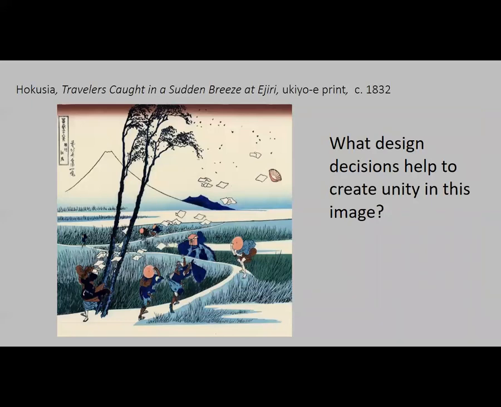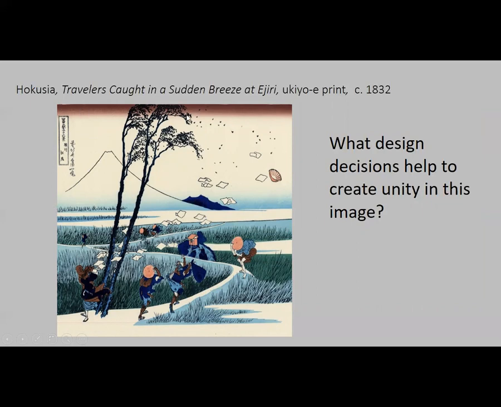So when we look at this image here, what kind of design decisions help to create unity in this image? Well, one thing you could talk about is the suggestion of time and motion going on. The trees are blowing in the wind, the paper's blowing, the grass is blowing. The guys are trying to hold on to their stuff and their hats are blowing. So all that repetition of things suggesting that they're moving helps create unity. But what else does? Well, let's look.